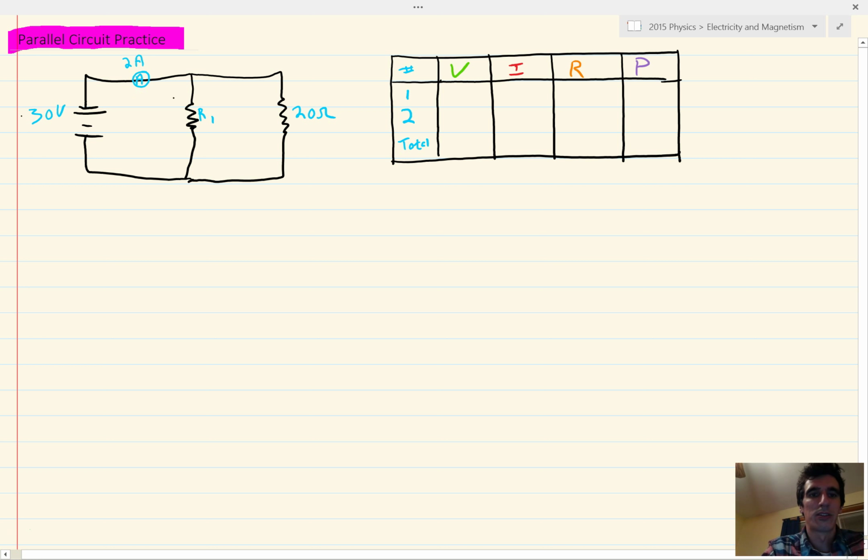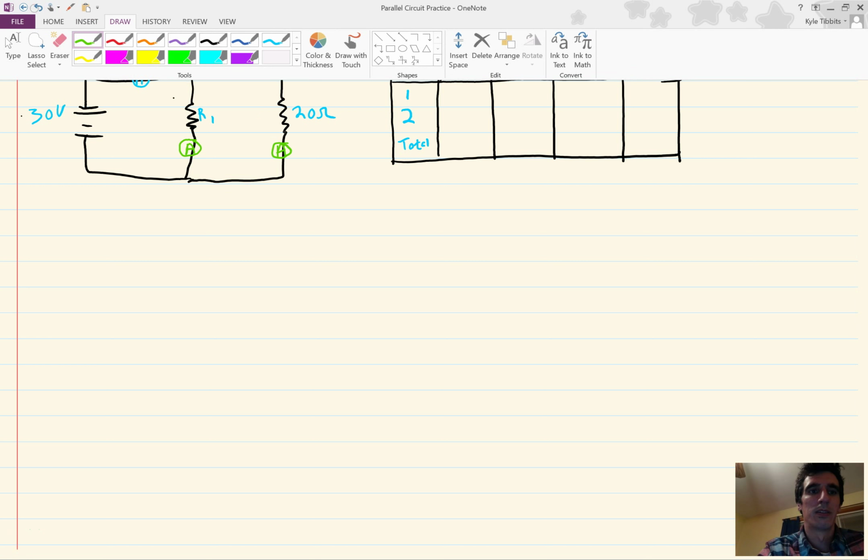Just for practice, if the ammeter were placed here below R1, it would measure the current through R1, or if it were placed right here, below 20 ohms, it would measure the current through that resistor. But, based on where it's located, it is giving us the total current.